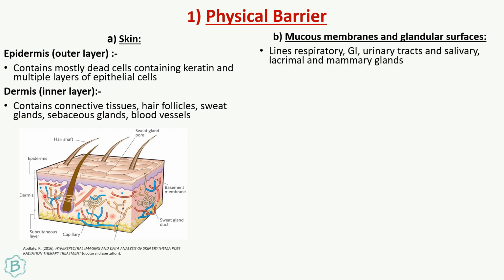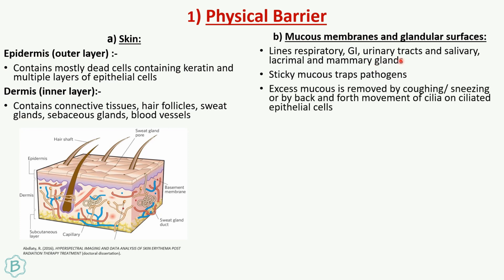The second form of physical barrier is mucous membrane and glandular surfaces. So mucous membranes, also known as mucosa, will line your respiratory, gastrointestinal, urinary tract, and these glandular surfaces are found in salivary, lacrimal, and mammary glands. The mucosa would produce a very high quantity of mucus. So mucus is a sticky like substance, and because of this sticky nature, it is very easily able to trap many pathogens as they circulate in the blood.